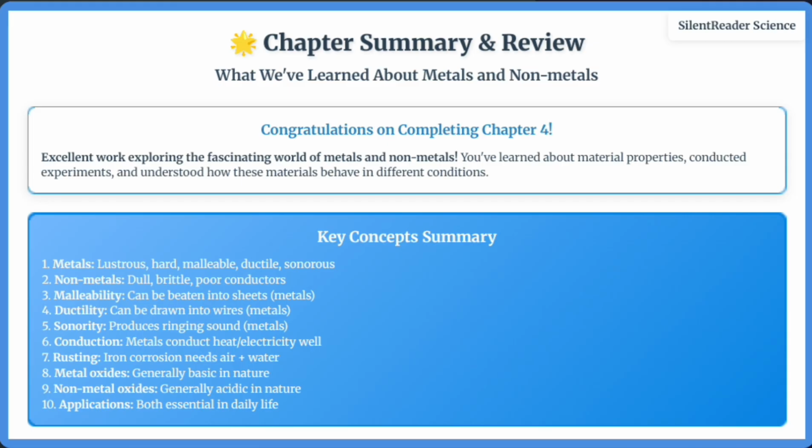Rusting requires both air and water, and can be prevented through various methods. Both metals and non-metals are essential in everyday life, metals for their versatile properties in technology and construction, non-metals for life processes and health applications. Understanding these material properties helps us choose the right materials for specific purposes and appreciate how both contribute to our world.